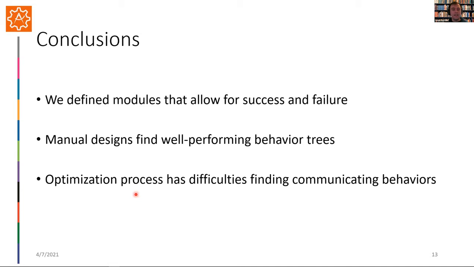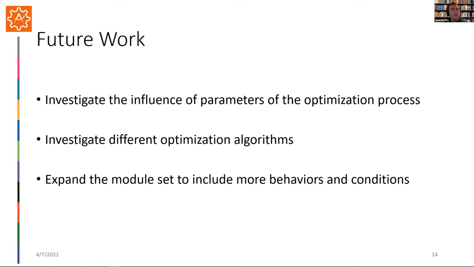And this leads us to the future work. So we want to investigate the influence of certain parameters of the optimization process in the hopes that we can steer it to a more explorative behavior so that it might be finding these communicating behaviors. On the other hand, we also might be investigating a different optimization algorithm altogether. So for example, genetic programming lends itself very nicely to the tree-like structure that behavior trees are having. And then in future work, we also want to expand the module set to include more behaviors and more conditions and make this a well-rounded available framework for swarm robotics.